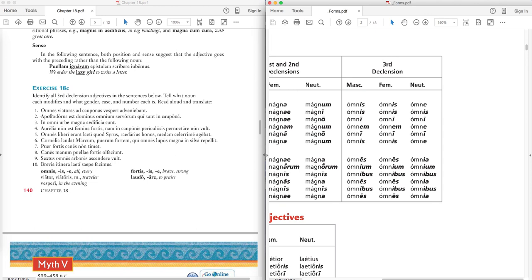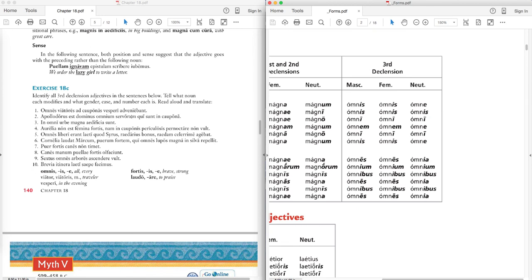Number two, Apollodorus. He's the innkeeper. If you remember, the fat Greek innkeeper. Apollodorus is, and dominus means master, and then we have another form of omnis here. This is omnium. We'll get to that in a second. Then we have servorum, which is a form of slaves, and then qui means who. Sunt, are, like they are, and then in calpona, in the inn. So if we put it all together, it's Apollodorus is.